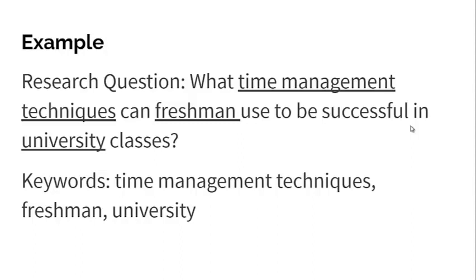Let's take a look at a quick example. For the research question, what time management techniques can freshmen use to be successful in university classes? The most important terms are time management techniques, freshman, and university. These are the words you'll type into the database or search box. Try your research question and see if you can pull out keywords to type in the databases.